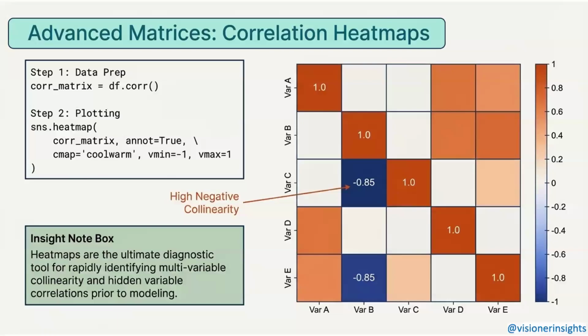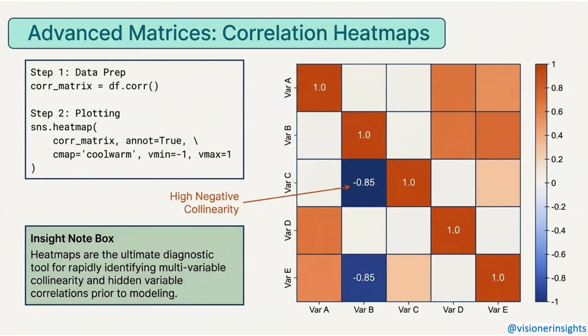And here it is. The heat map is the ultimate diagnostic tool for exactly this situation. It uses color to instantly show you the strength and direction of the relationships. See that deep blue square there, the one at negative 0.85? That's basically the chart screaming, hey, high negative correlation here. It means as one thing goes up, the other goes down. This is what people call collinearity, and checking for it is an absolutely essential step before you build any kind of predictive model, because two variables telling the same story can really mess up your results.